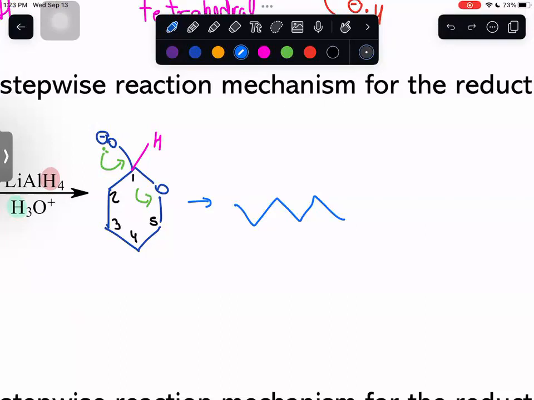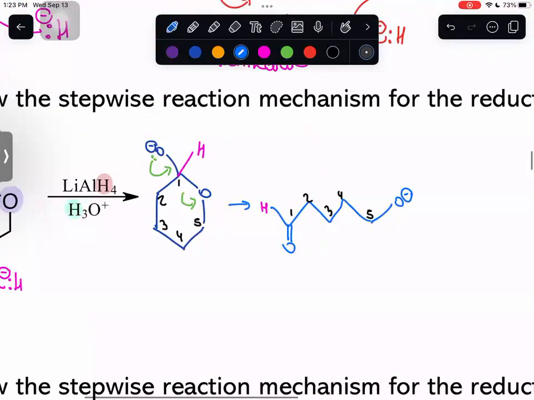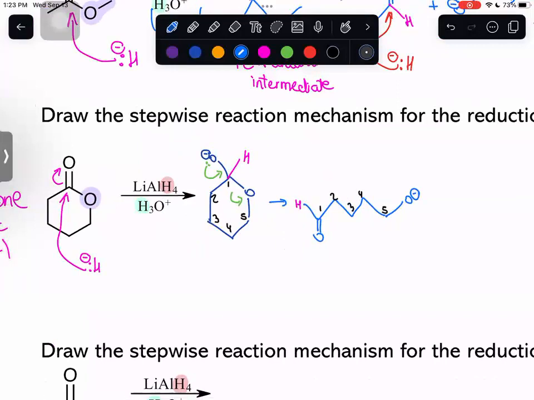This is your hydrogen. Double bond, we have 1, 2, 4, and 5. And then we have an O minus over here. Okay, so far, are we following? Now the leaving group. Okay, good. The leaving group already left.